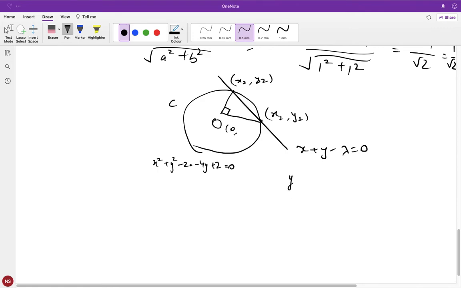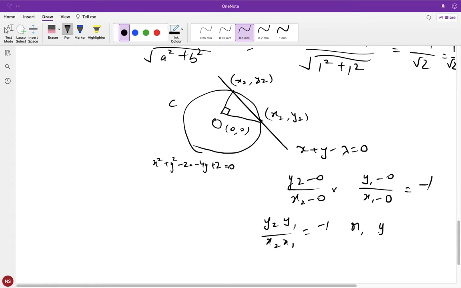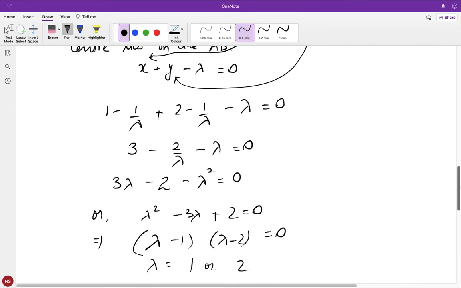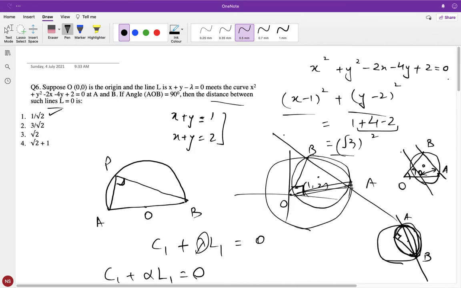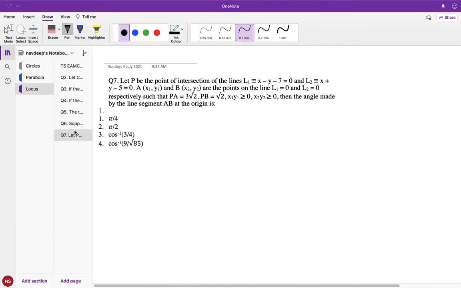The slope of this line will be what? This is 0, 0. So (y2 minus 0) by (x2 minus 0) into (y1 minus 0) by (x1 minus 0) equals −1. So y2 y1 by x2 x1 is −1, or y2 y1 plus x2 x1 is equal to 0. This way you will be able to find the value of lambda. This will be a quadratic equation. This might take, I think, 10 to 15 minutes, and hence I had used this approach. It depends upon you, but I would say in an exam where time is very crucial, we should use the approach which takes the least amount of time.